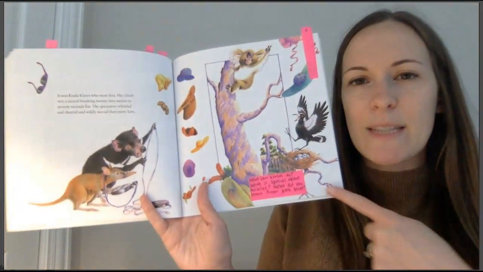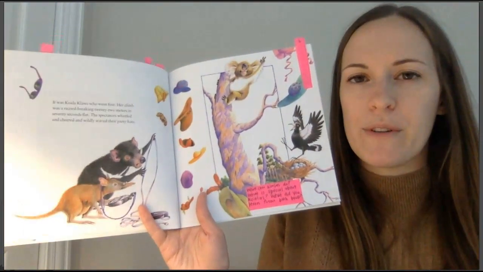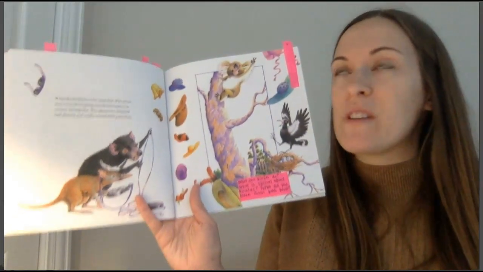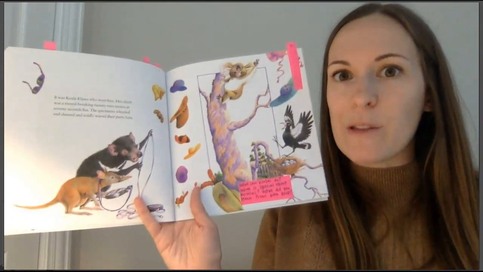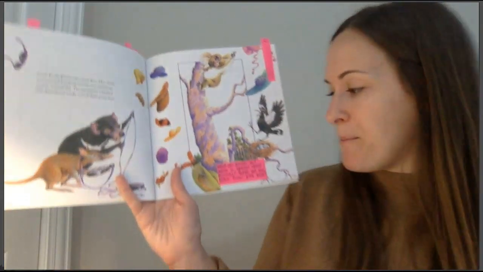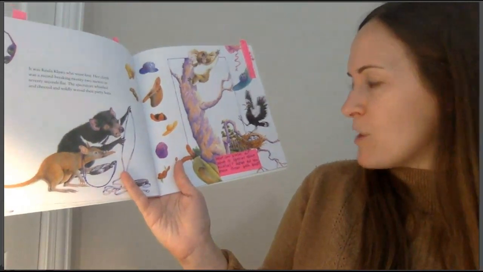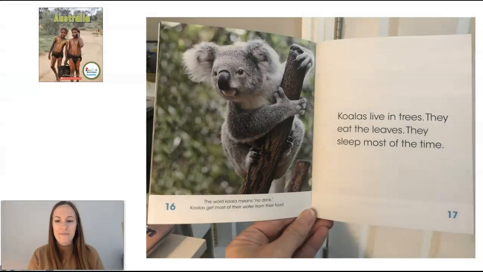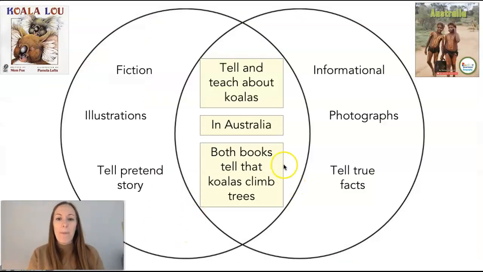What does this book tell us that koalas can do? Yeah, they can climb trees. We saw a video of that last week and we learned about it in the Australia book. So that's something that is similar. What did you learn from both books? I think I just answered that question for you. Let's go back to our Venn diagram so we can check it out. Both books tell that koalas can climb trees.